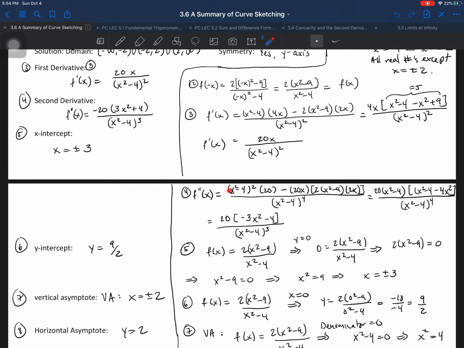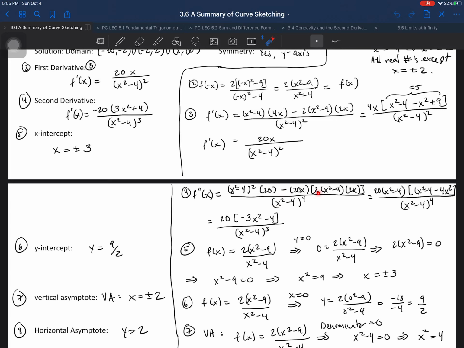So it'll be low d high, the derivative of high, which is 20, minus high d low, the derivative of low. So we have to use the chain rule: bring down the 2, leave the inside as it is and subtract 1, and multiply by the derivative of the inside. Square the bottom, there you go. The square of a square is the fourth power.